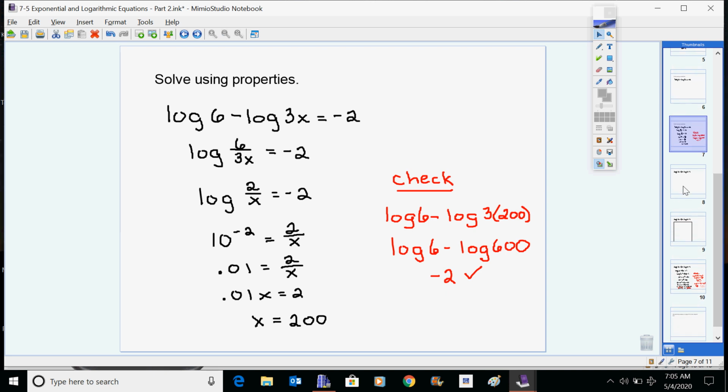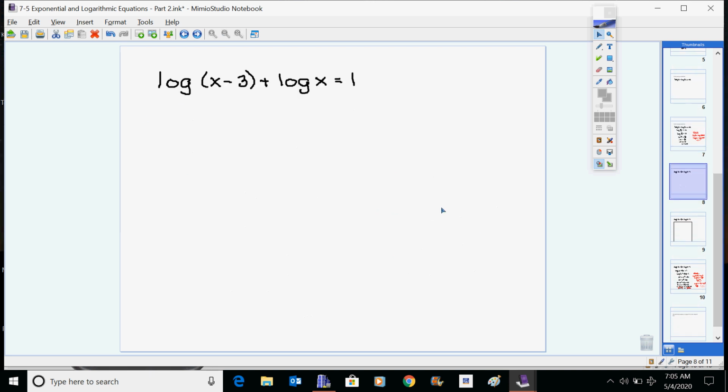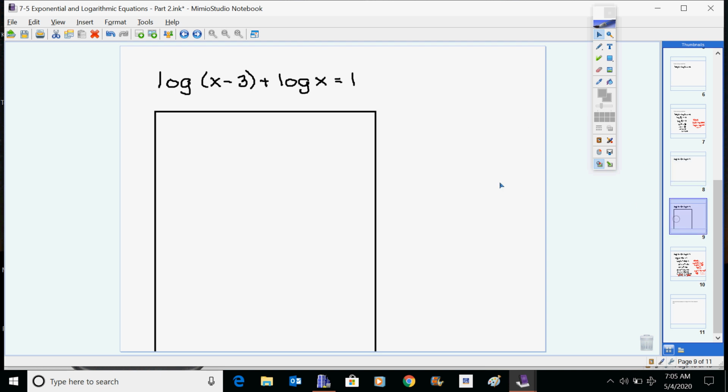Let's move along. Almost there already, actually. This one's fun, okay? This one ends up getting us back into our quadratics, where we do really need to back into it a little bit. You have this plus, which implies that when you put it together, you can use multiplication. So we're going to do that.